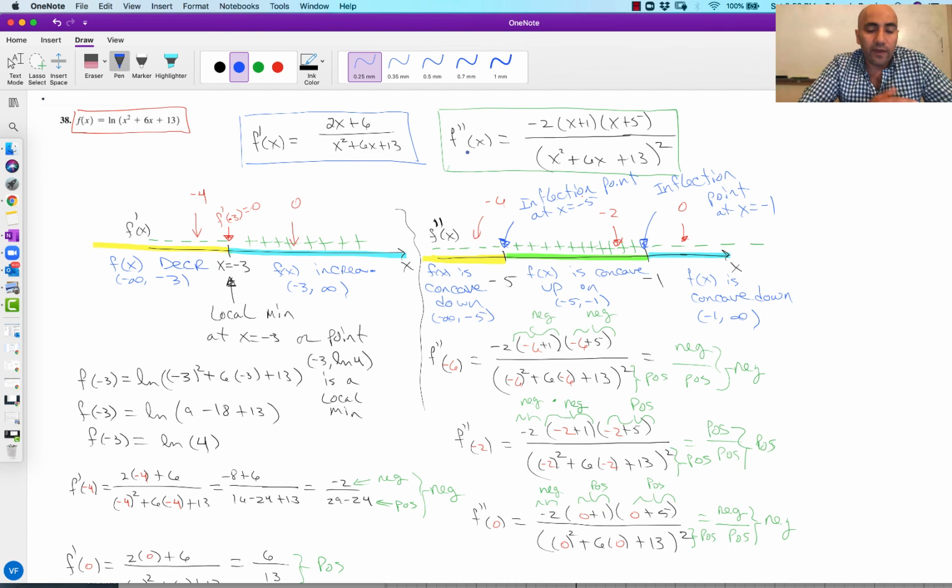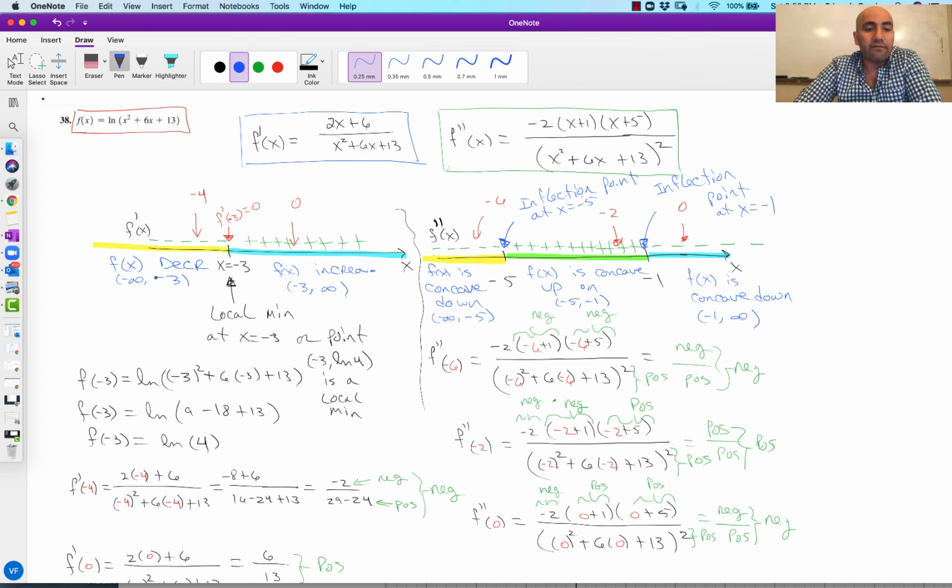So we found our partition points. Since the domain of the underlying function is all real numbers, all of the partition points were also critical numbers. Okay, then we create our number line, and then we have to find test points so we can figure out what's happening to the first derivative or to the second derivative on either side of each of the critical numbers.